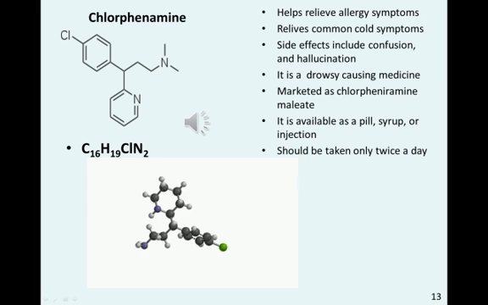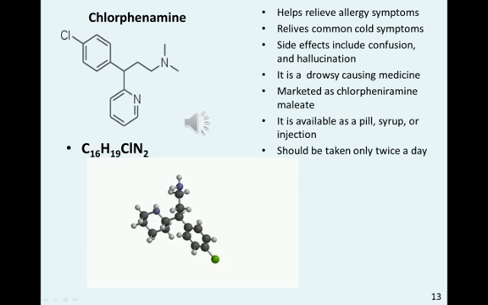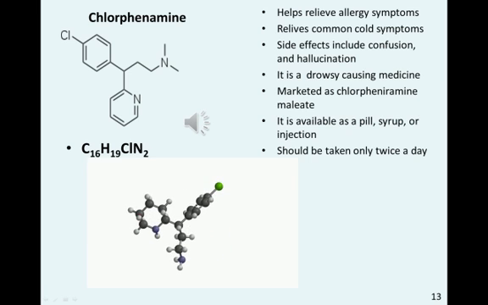Chlorphenamine helps relieve allergy symptoms. Also helps relieve common cold symptoms. Its side effects include confusion and hallucination, and it should only be taken twice a day.